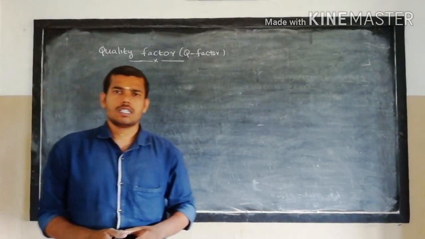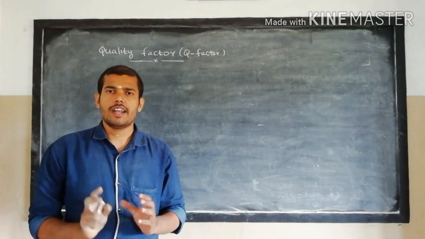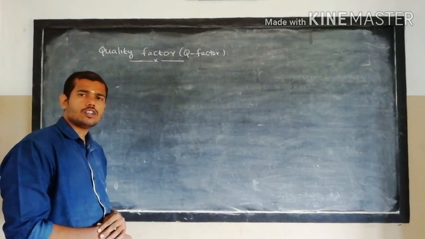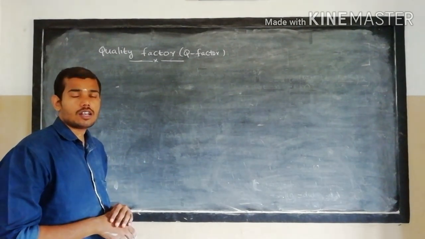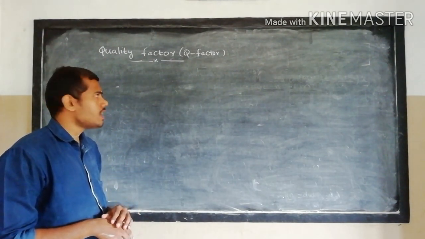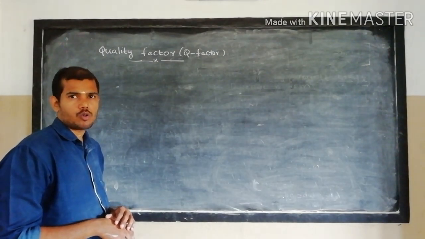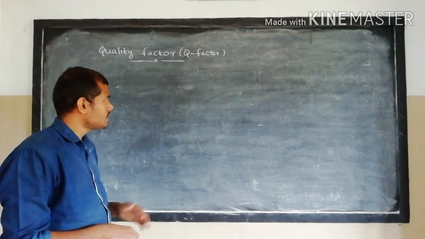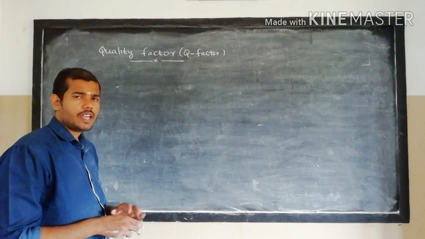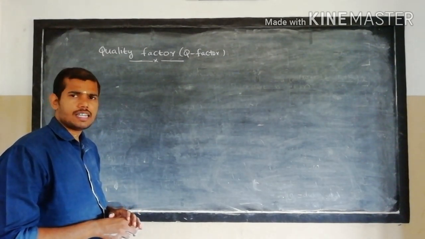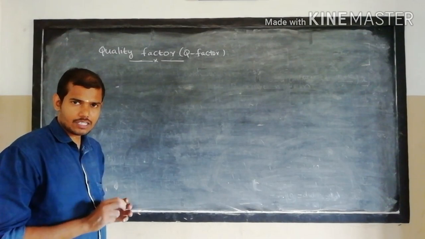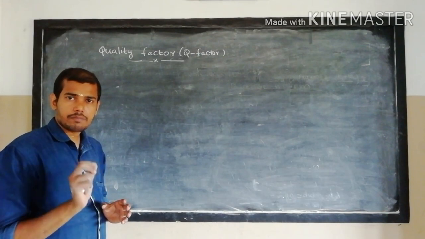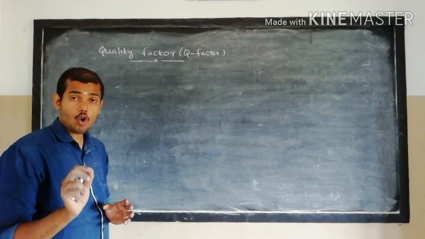Now we are going to discuss the quality factor in a damped harmonic oscillator. Quality factor is also known as Q factor, a dimensionless parameter which characterizes the degree of damping in a damped harmonic oscillator. It is the ratio of average energy stored in a damped harmonic oscillator to the average energy dissipated in 1 radian of motion.